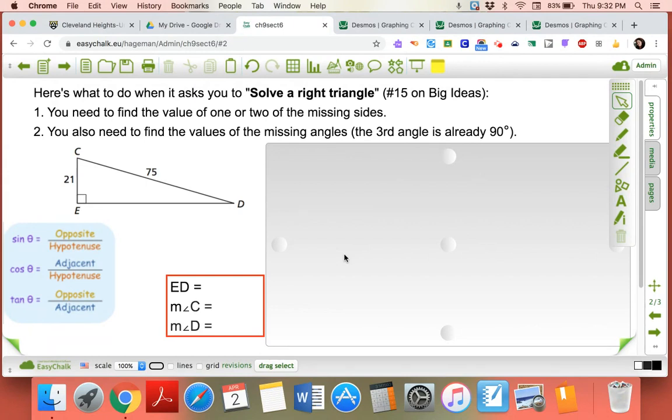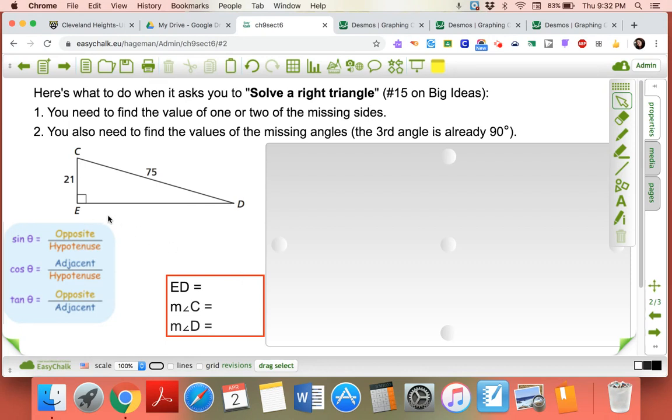It's just like the first example, except this one's a little different with the Pythagorean theorem. So we still have two sides. We still have a 90-degree angle. We're looking for side ED, which is not the hypotenuse. And then we're looking for the other two acute angles, C and D.